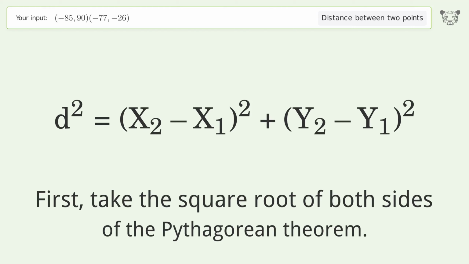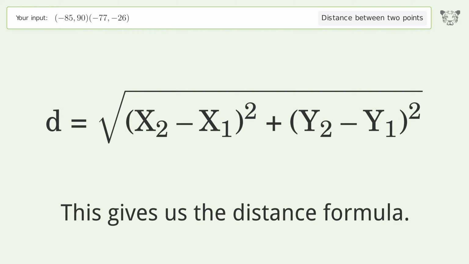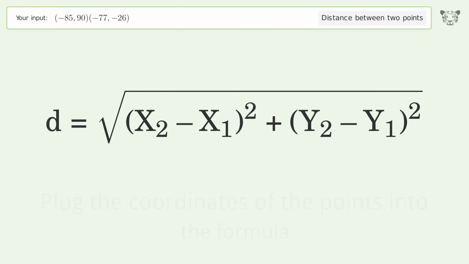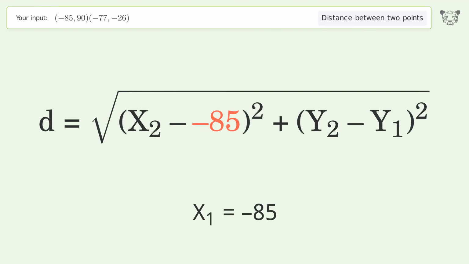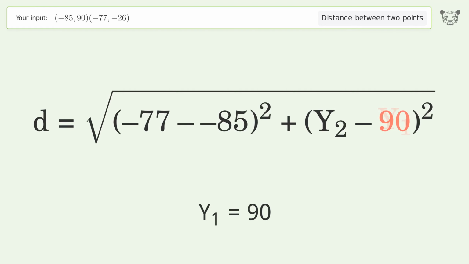First, take the square root of both sides of the Pythagorean theorem. This gives us the distance formula. Plug the coordinates of the points into the formula. x1 equals -85. x2 equals -77. y1 equals 90. y2 equals -26.